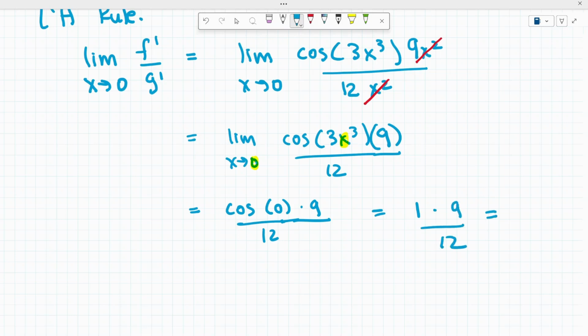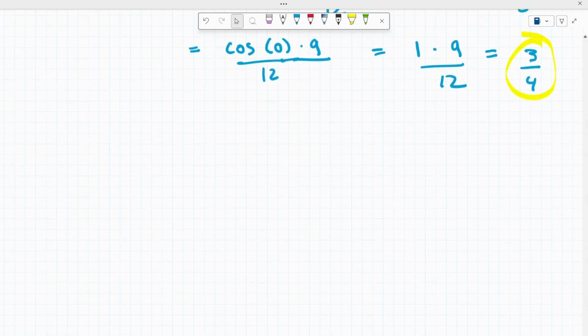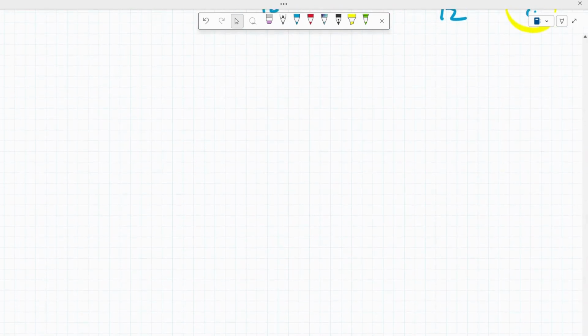And if we reduce that fraction, we've got 3 over 4. Look at that. So we went from having 0 over 0 to actually getting 3 over 4. So that's pretty amazing, and it shows you just how powerful L'Hopital's rule is. So as promised, I'm going to show you an example for our part B of the theorem.